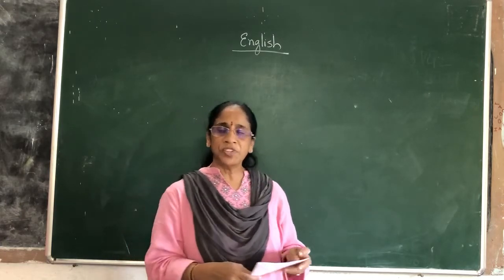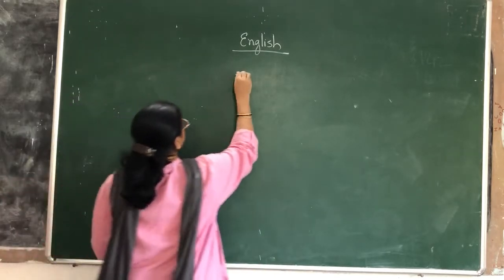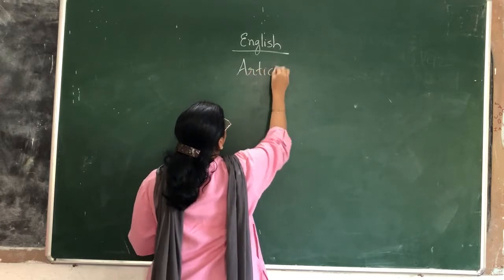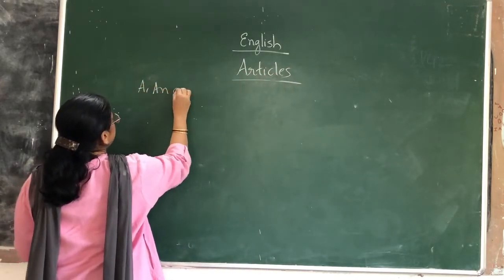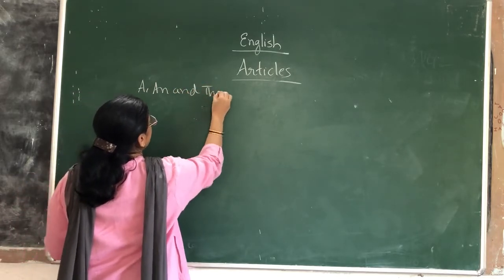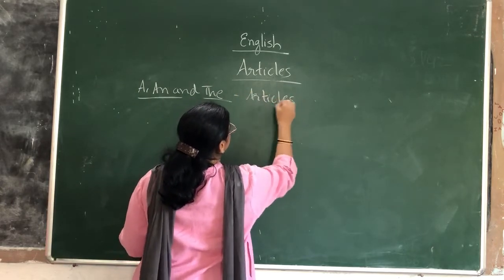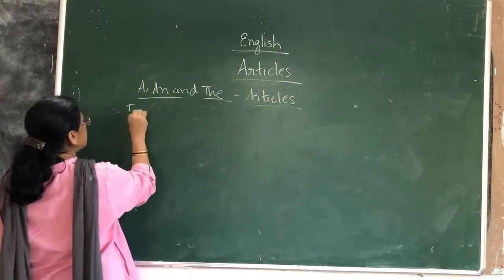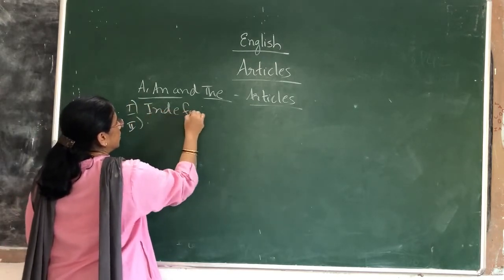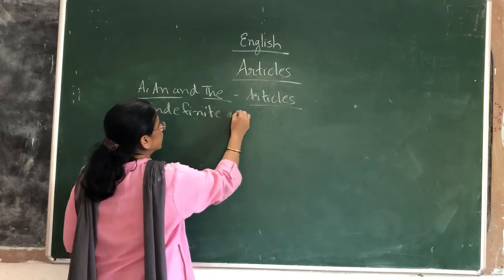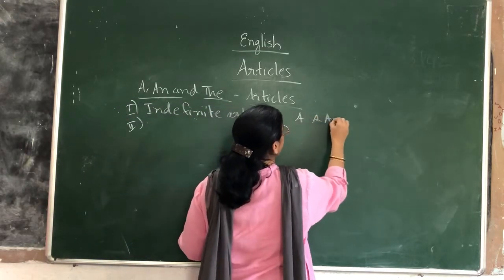Okay. Now just write the definitions first. So what is the definition actually? Articles. What is our topic today? We are learning about articles. What are articles? A, an and the. These are called articles. Okay, they are divided into two types, I know. The first one is indefinite articles. Indefinite articles are what? A and an.